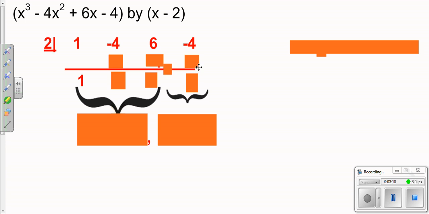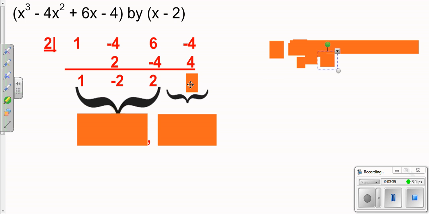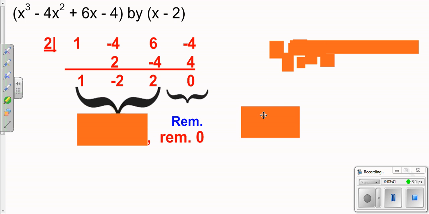We add down, multiply the 2 and the 1, tells us what to put here. Add down, multiply this and this, tells us what to put here. Add down, take what we just got, times what's in the half box, tells us what to put here. We add down, we get 0. So we get a remainder of 0, and this is our quotient.